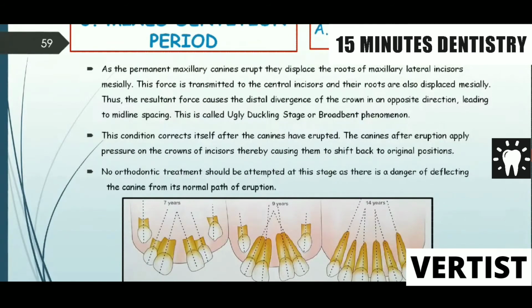What is this ugly duckling stage? If you see the diagram, the figure is self-explanatory. We have shown you one diagram at the age of 7 years, one at 9 years, and one at 14 years. So description is, as the permanent maxillary canines erupt, they displace the roots of maxillary lateral incisors mesially. This force is transmitted to the central incisors, and their roots are also displaced mesially. Thus, the resultant force causes the distal divergence of the crown in an opposite direction, leading to midline space. This is called ugly duckling stage or Broadbent phenomenon.